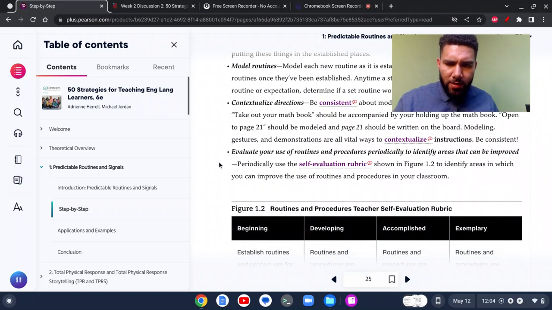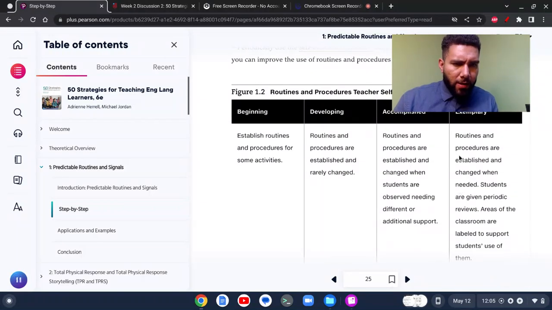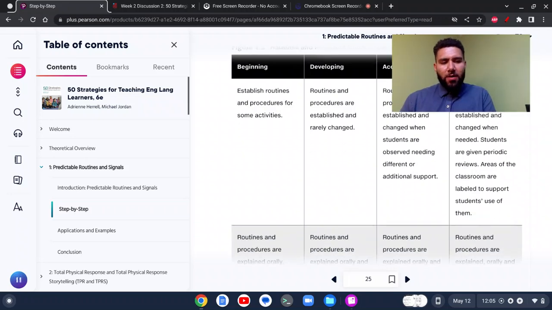Okay, and one of the new things that I don't use, and I think I should begin using, is the self-evaluation rubric. I usually establish my routines, and I don't ask whether or not the students understand what they're supposed to be doing. But I can see that could be an area of opportunity for me as I continue as an educator. So it says routines and procedures are established, yes, and changed. That's the part I'm not doing when needed. Students are given periodic reviews. Areas of the classroom are labeled to support students' use of them.